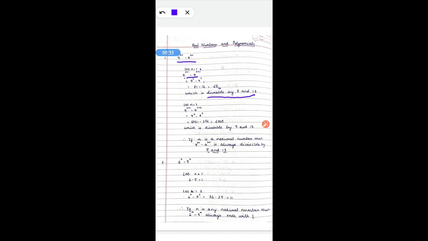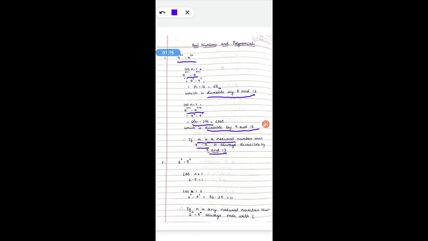Let us take n equal to 2. Substituting this in 9 power 2n minus 4 power 2n, we get 9 power 2 into 2 minus 4 power 2 into 2, which is equal to 9 power 4 minus 4 power 4. Expanding this, we get 6561 minus 256, which is equal to 6305. This is also divisible by 5 and 13. So we can conclude that if n is a natural number, then 9 power 2n minus 4 power 2n is always divisible by 5 and 13.